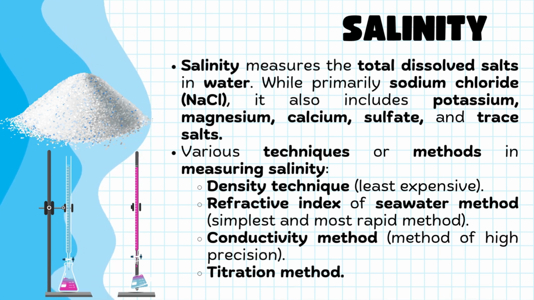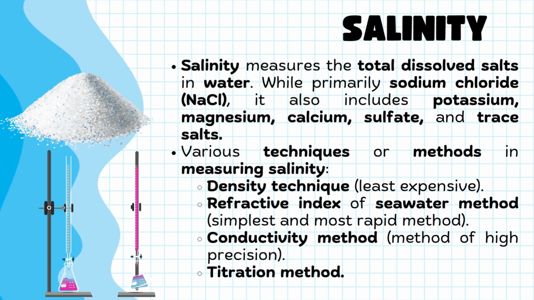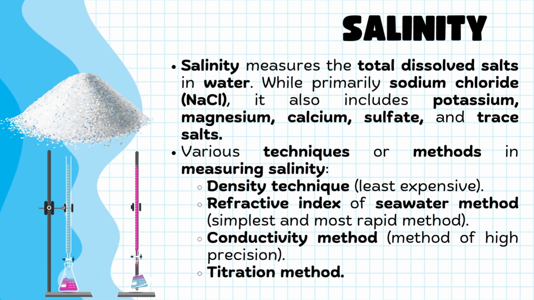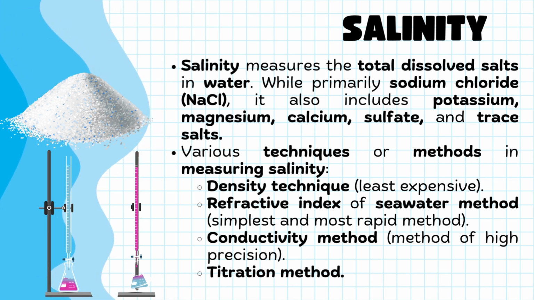So let's talk about the various techniques or methods in measuring salinity. First one is the density technique. This is considered as the least expensive. So recorded density is converted to salinity by employing a conversion table. So for example, the instrument used to measure density is a hydrometer.